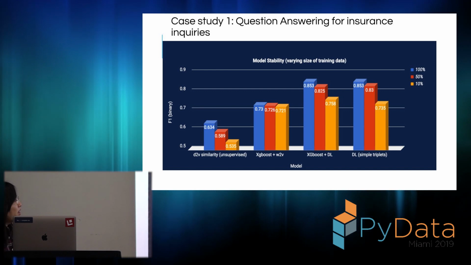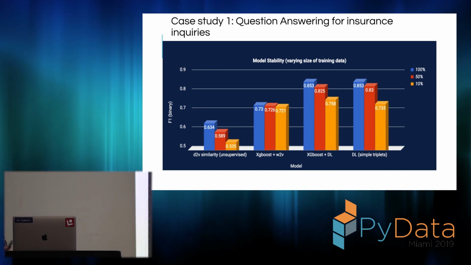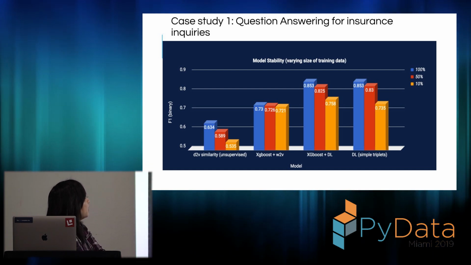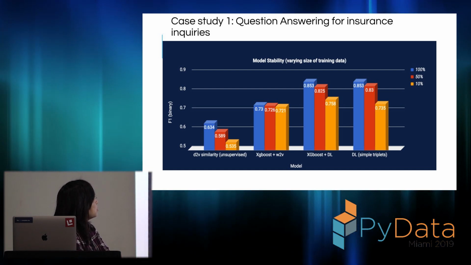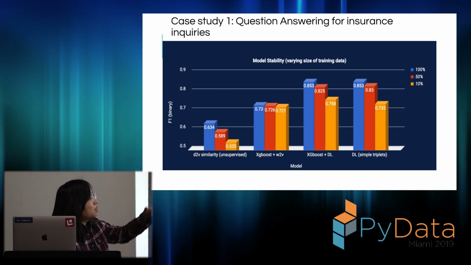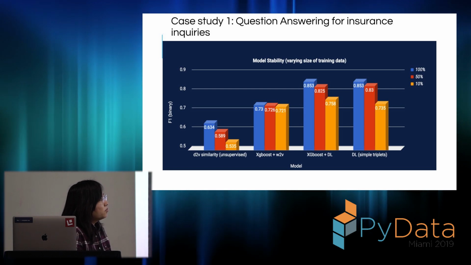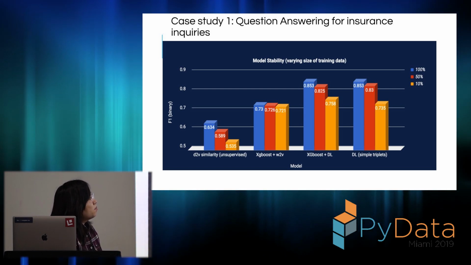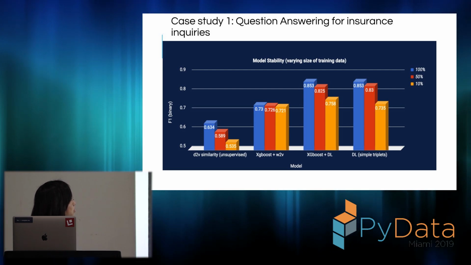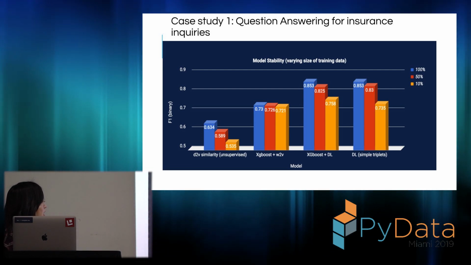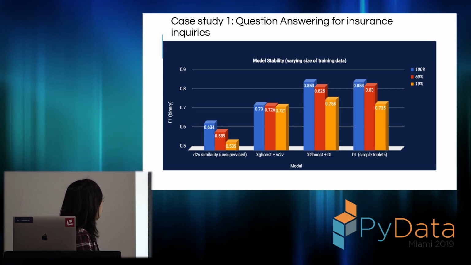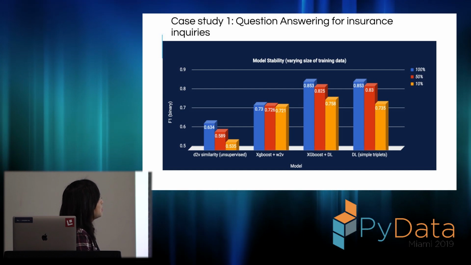Here is the evaluation part of this study. Since we want to compare the unsupervised method and XGBoost, we also tested the model stability by varying the size of the training data. The 100% of training data is about 20K, but we sampled at 50% or 10%, and 10% only has about 2,000 question answering pairs. A few conclusions here. You can see the supervised method is overall much better than the unsupervised method.